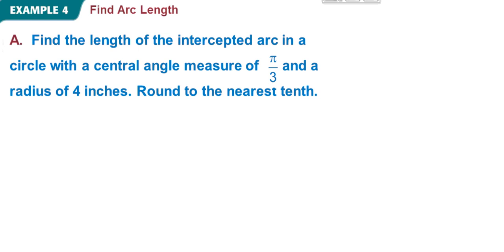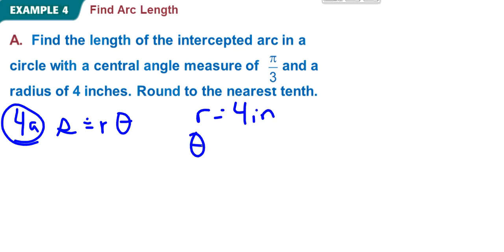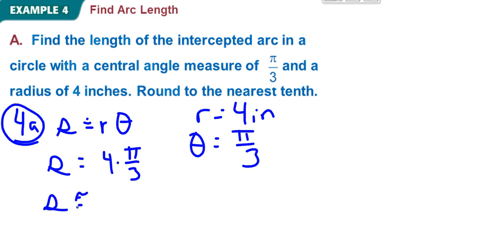So now we'll look at some application problems for that. This is 4A, and it says find the length of the intercepted arc in a circle with a central angle measure of pi over 3 and a radius of 4 inches, and round to the nearest tenth. So we know s is equal to r theta, and in this case r is 4 inches. Theta is pi over 3. So s is equal to 4 times pi over 3. It did ask us to round to the nearest tenth, so s is approximately equal to, using a calculator, 4.2 inches. So that one's pretty straightforward. And just a reminder, theta has to be in radians, and it is there.